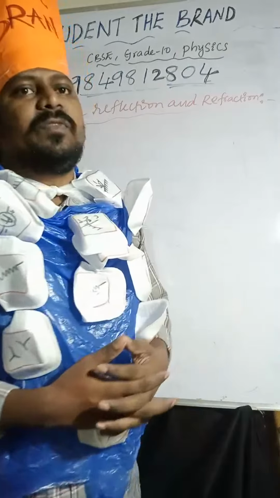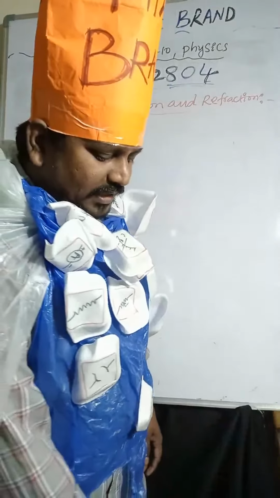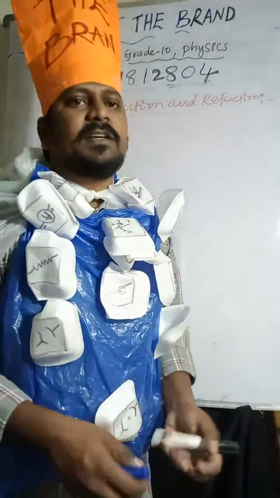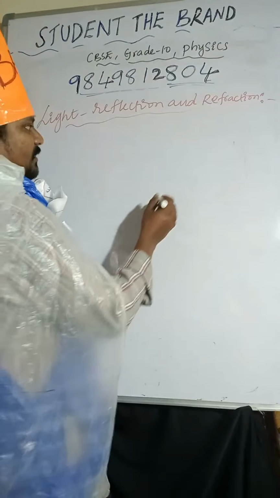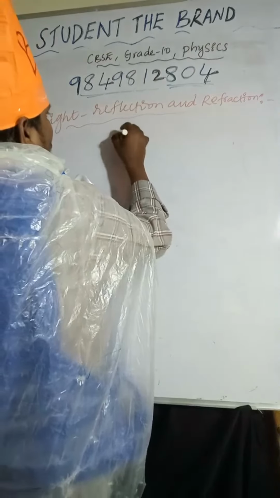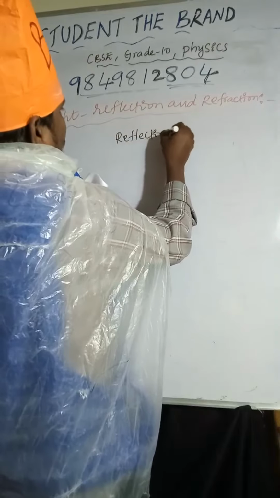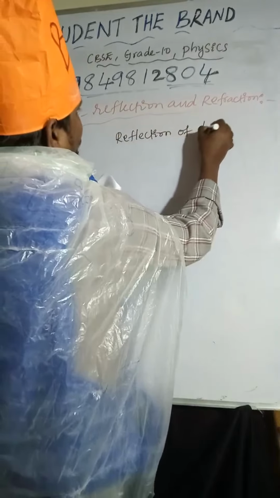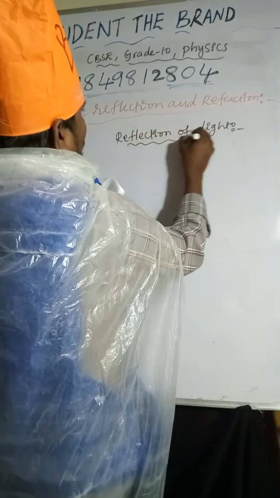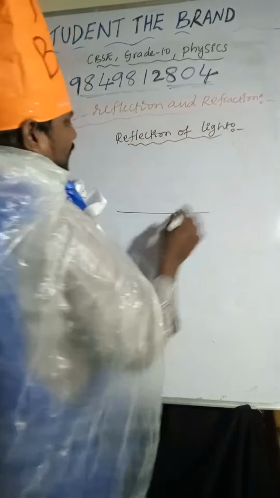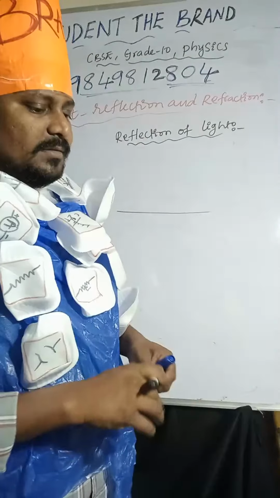Light is a form of energy which gives the sensation of sight. When light is incident on a surface, here I am considering reflection of light. So I am taking the plane mirror. This is a plane mirror.